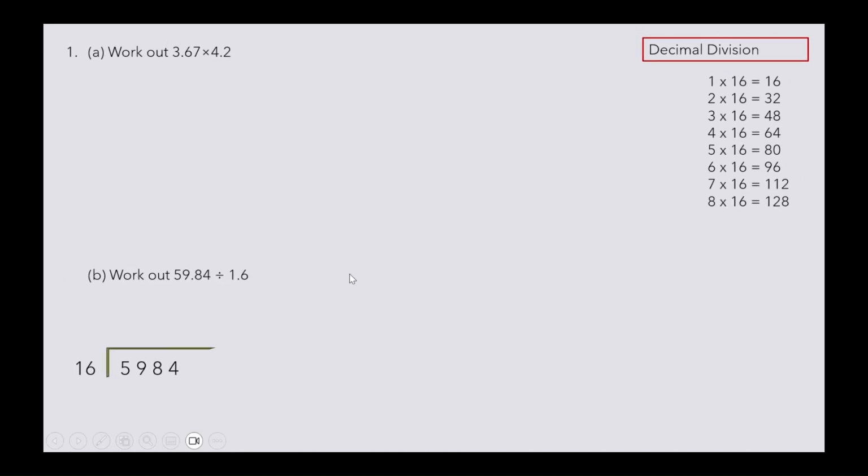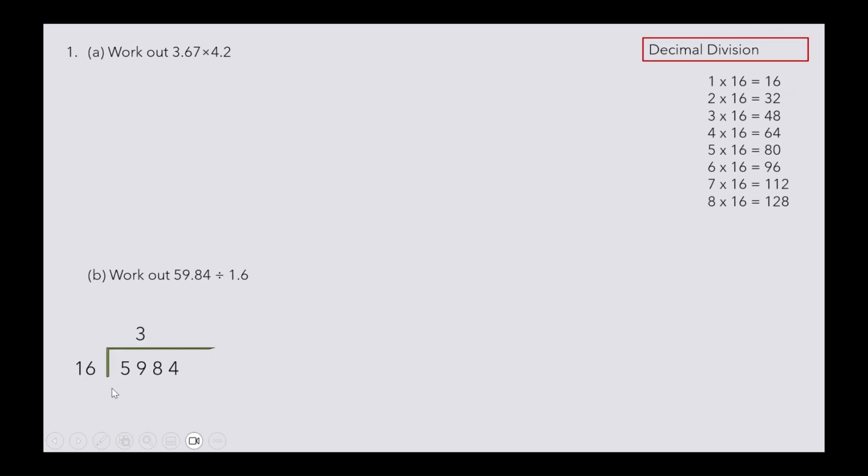And I need my 16 times table here, so I've written it up to 8. You sometimes may need less than that, sometimes need more than that. So I would suggest writing up to 10 times the number. You wouldn't need more than that usually. And then for 59, what's the biggest multiple of 16 that can go in there? 59 is bigger than 16, bigger than 32, bigger than 48. But 59 is smaller than 64. So it goes into 16 3 times.